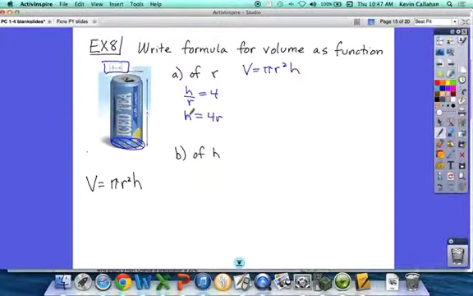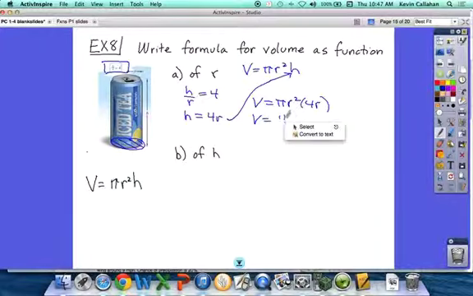Now, put that in the place of h here, put 4r. So volume equals pi r squared times 4r. So volume equals 4 pi times r to the third. So now, pi is a constant, right? That's not a variable. The only variable now that volume is a function of is r. If you know the r, you plug it in, you calculate the volume.